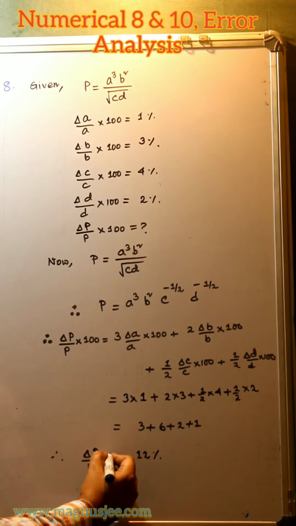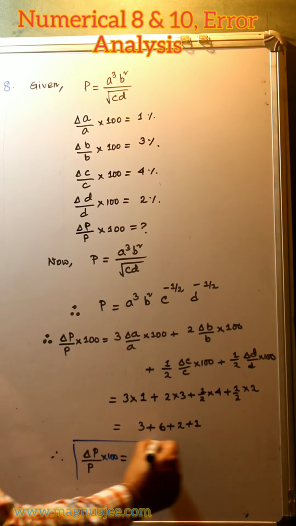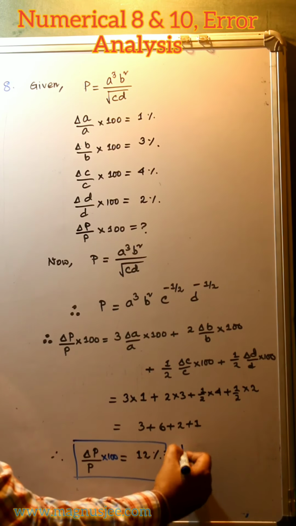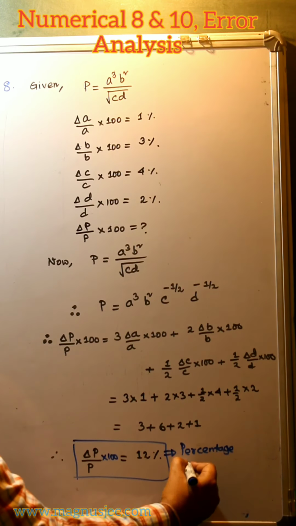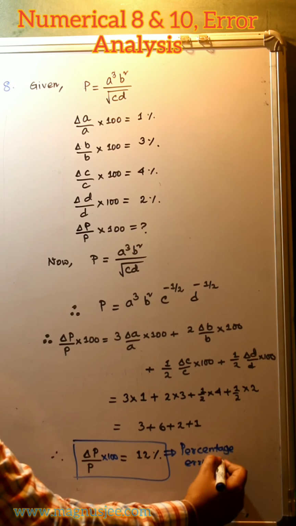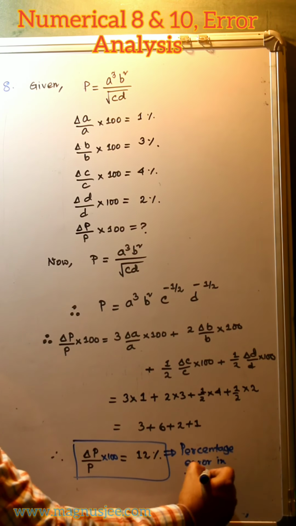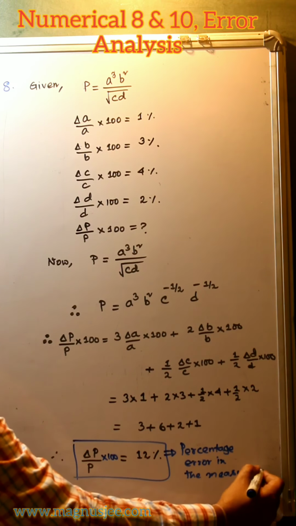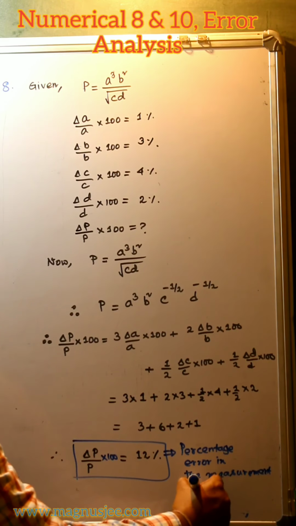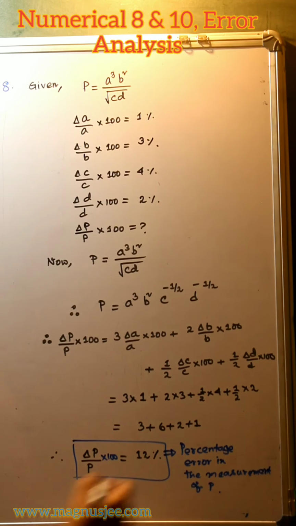Delta P by P into 100 is the percentage error in the measurement of P, which is 12%. Now the absolute true value of P is also given. This is one of the answers.